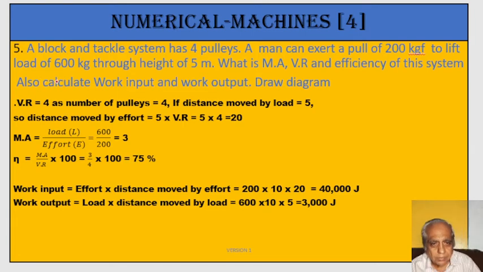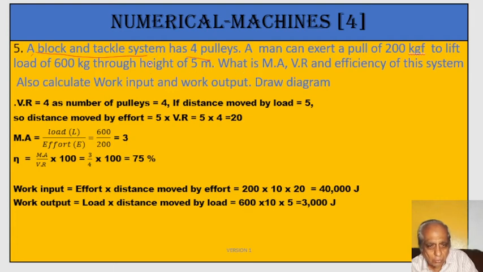Now this sum is of a block and tackle system. I have given you one sum of each pulley system. So the block and tackle system has 4 pulleys, meaning 2 in the upper block, 2 in the lower block. A man exerts a pull of 200 kg. So this is the effort given by the man. He is lifting a load of 600 kg through a height of 5 meter. So we have to calculate MA, VR and efficiency.